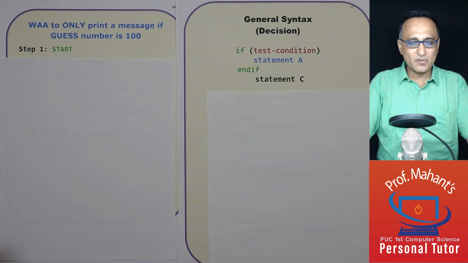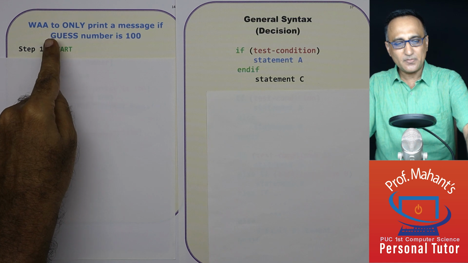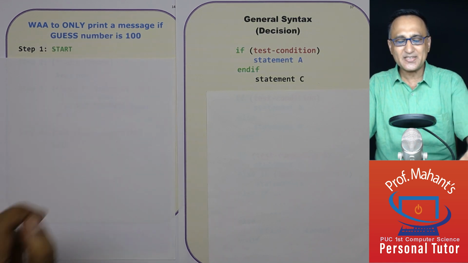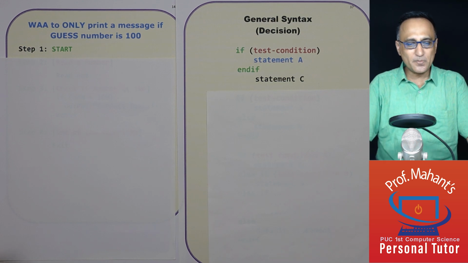Let us see what this problem asks us to write. It says write an algorithm to only print a message if you guess that the number is 100. So there are a few important lessons in this particular program.